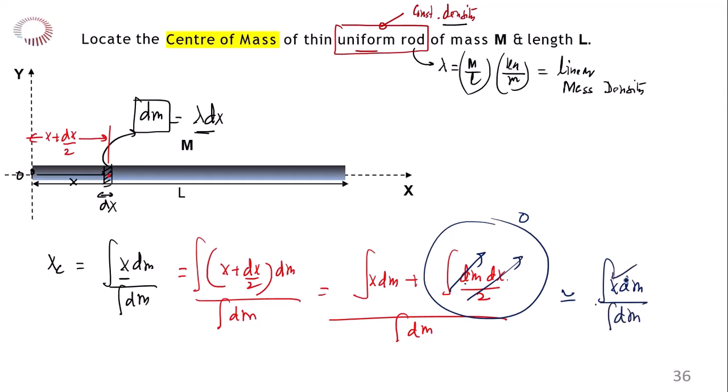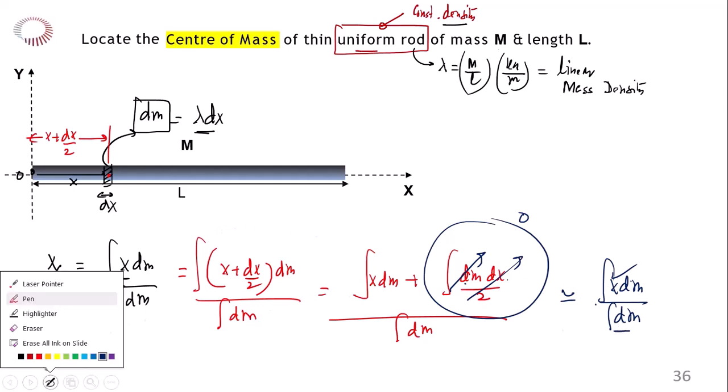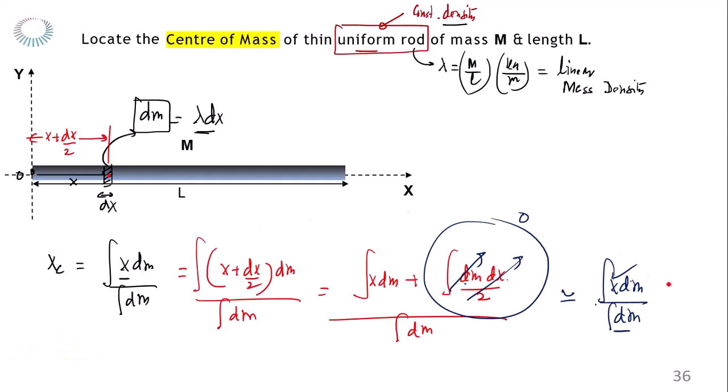So what is x? x is simply x. The integration of dm is nothing but the total mass. The total mass in the question is given as capital M, so the denominator is capital M. And dm is lambda into dx. The limit is from 0 to L. Lambda is constant, and the integration of x dx means x square by 2.